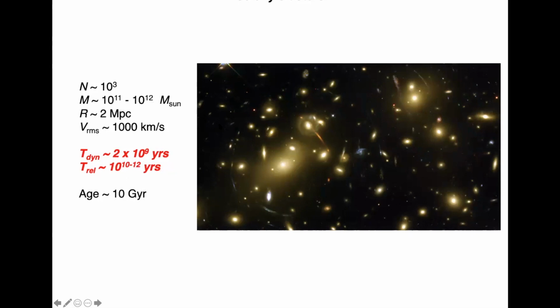For galaxy clusters, you have about 1,000 galaxies, each one with mass 10 to the 11 to 10 to the 12 solar mass. The radius is 2 megaparsecs. Velocity dispersion is about 1,000 kilometers per second. You find dynamical times of 2 billion years and relaxation times between 10 billion years and 10 to the 12 years. With an age of 10 billion years, these are still undergoing relaxation.